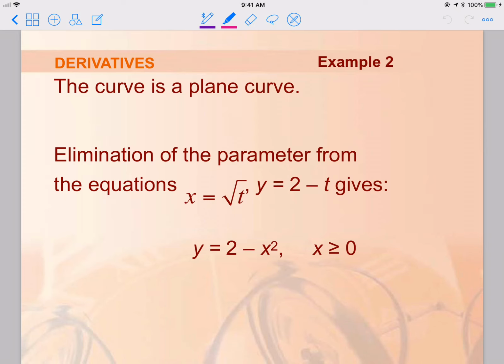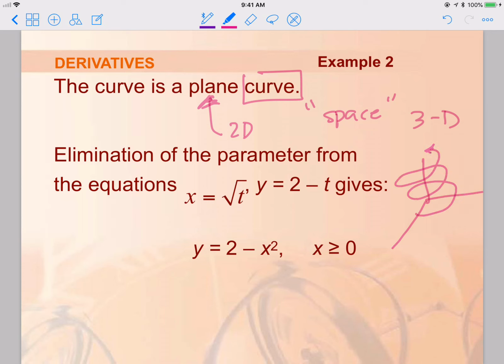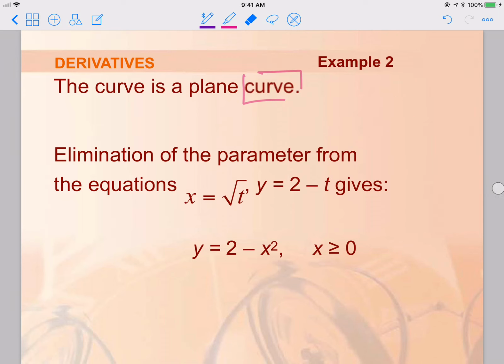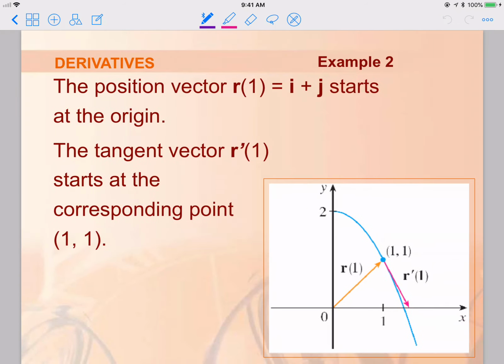The curve is a plane curve. Now, what does that mean? Plane means you're in 2D. So remember, plane is going to be 2D. Space is the term that you use for 3D. So a space curve would be like the helix we were talking about. A plane curve is maybe a circle or something like that. So I'm going to clarify that: plane versus space. And then this just talks about how to eliminate the variable to actually do your sketch.